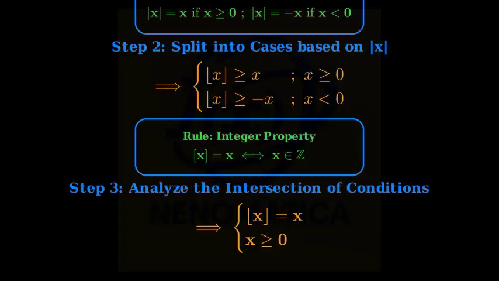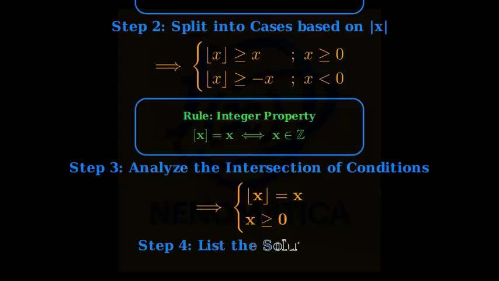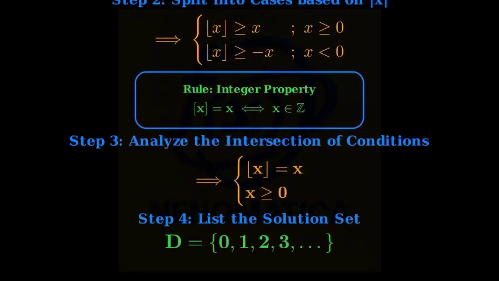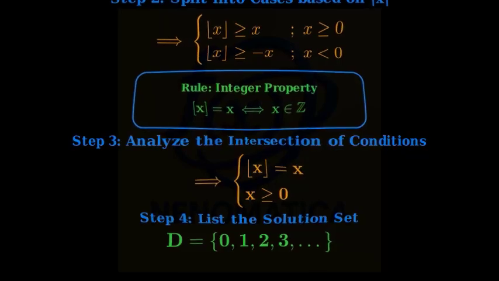Step 4. List the solution set. Since floor of x equals x means x is an integer, and x is greater or equal to 0, we get all non-negative integers. D equals the set 0, 1, 2, 3, and so on.